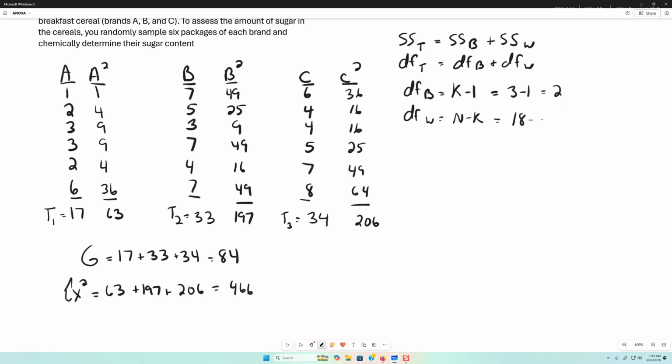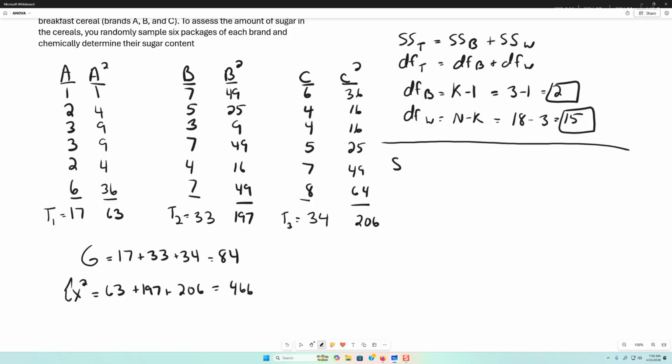Minus groups is 3, and that's going to give me 15. So we have that done at the start. Very easy to do that. Those you just plug in. Now the little bit more computationally intensive formulas.